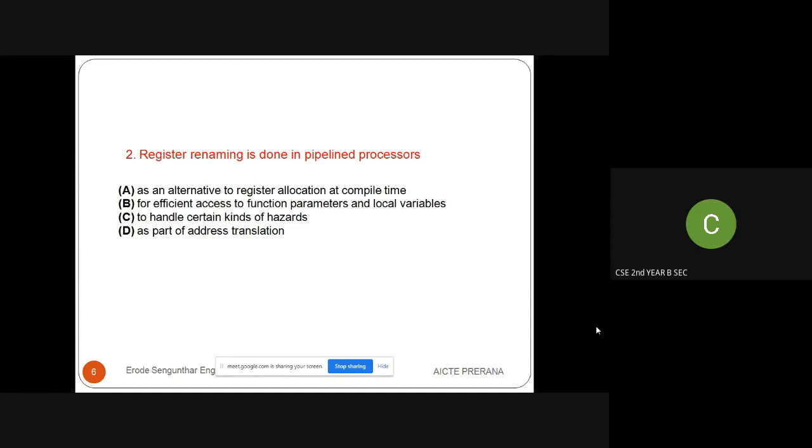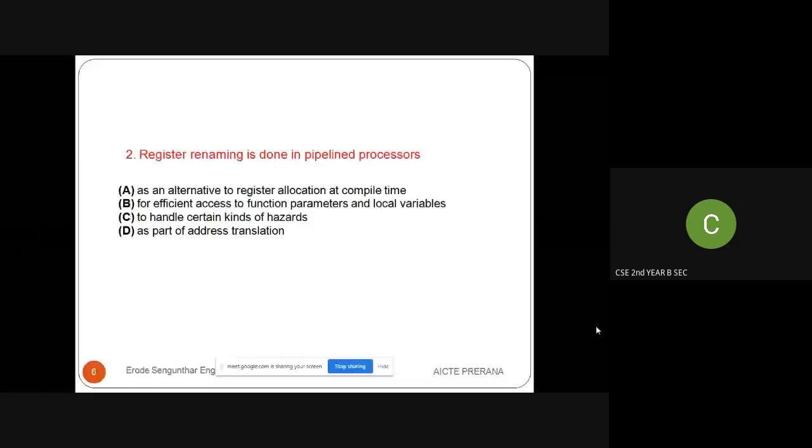So what is the second option they have given? Register renaming is used for efficient access to function parameters and local variables. The third one: register renaming is used to handle certain kinds of hazards. The fourth one is that it is a part of address translation. Any guesses, students? What will be the answer? Any guesses? The answer will be option C.